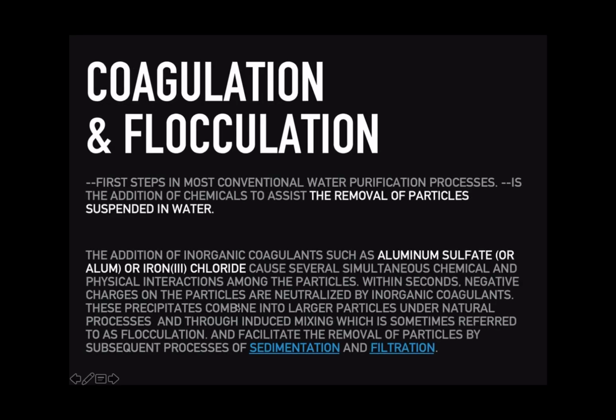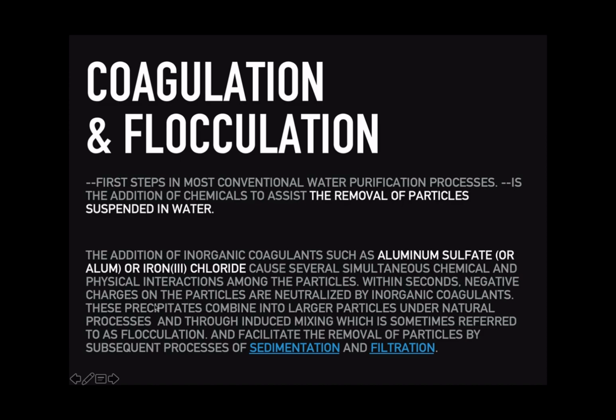Coagulation and flocculation are the first steps in most conventional water purification processes. It is the addition of chemicals to assist the removal of particles suspended in water. First of all, coagulation is the addition of inorganic coagulants such as aluminum sulfate, aluminum or iron chloride to cause several simultaneous chemical and physical interactions among the particles. During this process, negative charges on those particles are neutralized by those inorganic coagulants.